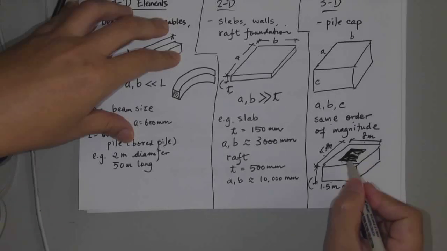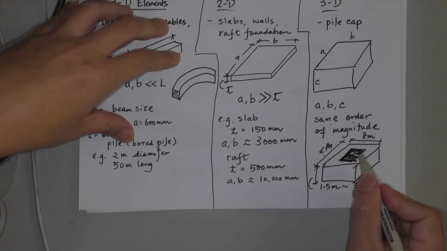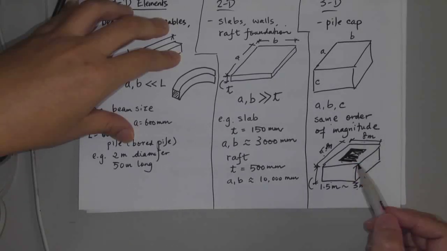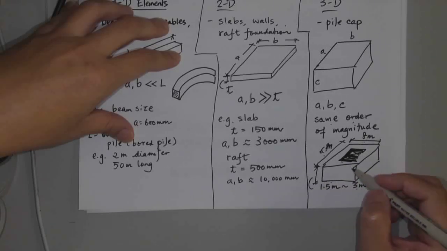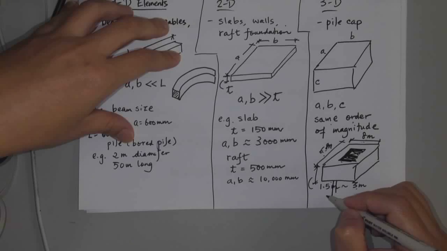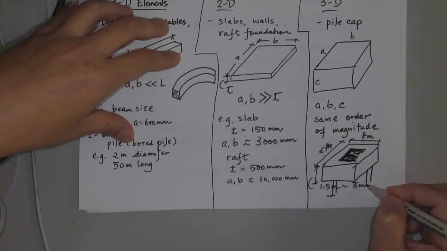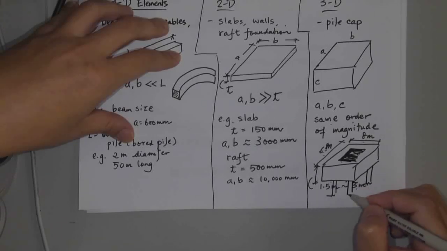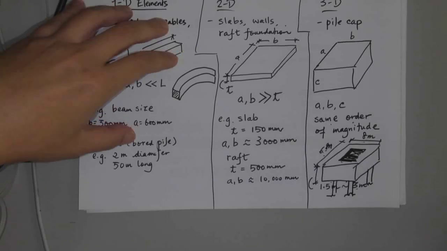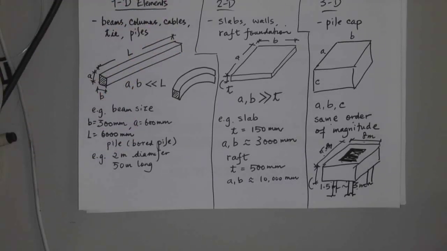The lift core is very heavy, supporting the whole building. It's very heavy, so that's why you have a big piece of concrete to support it. And beneath the cap, of course, you have piles. You have a number of piles underneath. This is a typical 3-dimensional element.